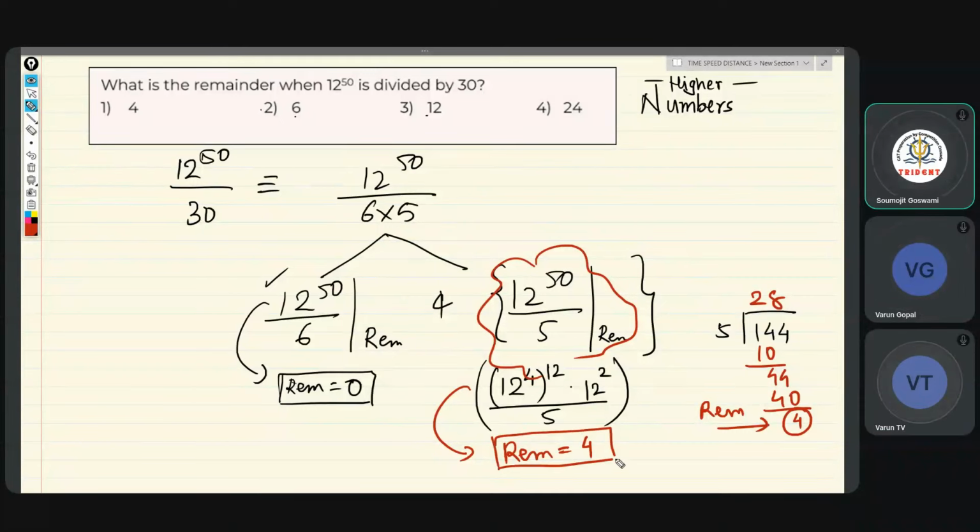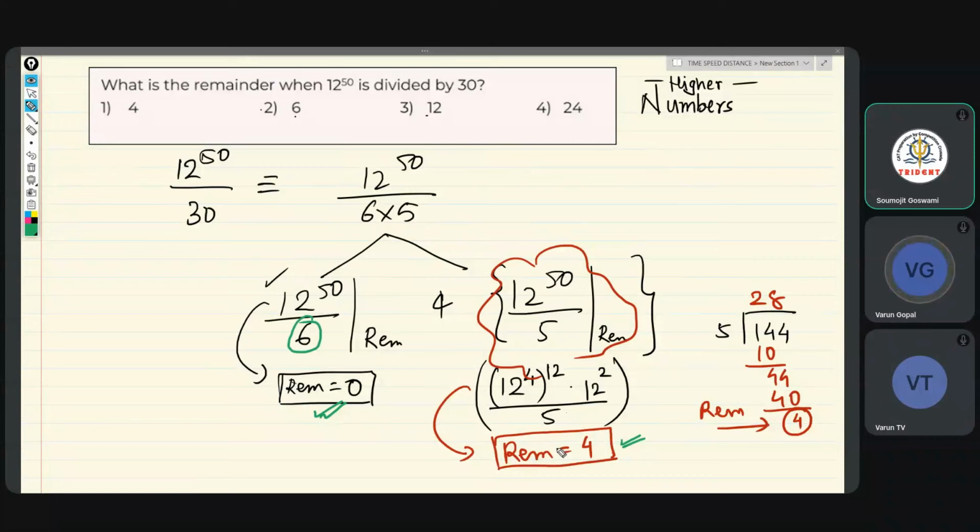Now what will we do? This is where Chinese remainder theorem becomes a little complicated. I'm not going to give you any theory lecture; I'm going to solve it as it is. We need a number that when divided by 6 gives a remainder of 0, and when divided by 5 leaves a remainder of 4. So what could be such numbers?